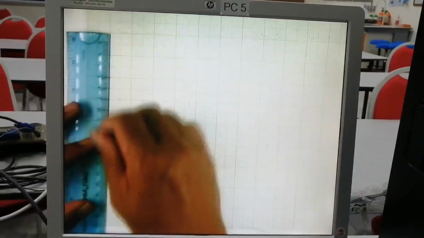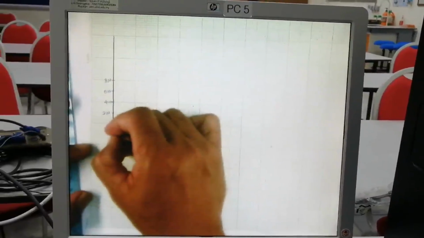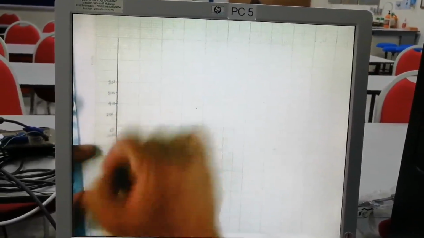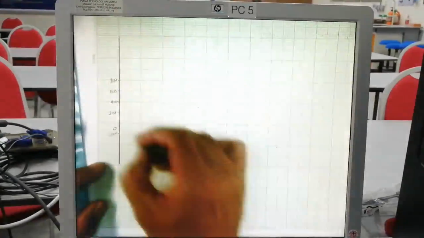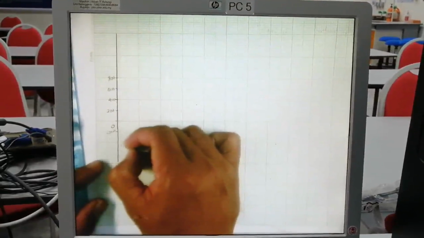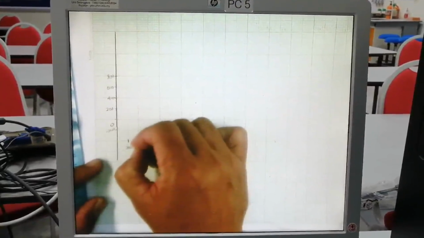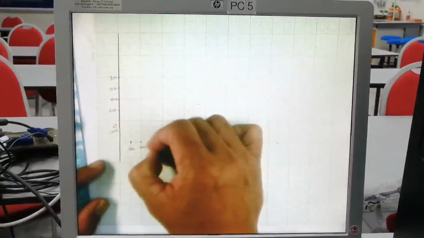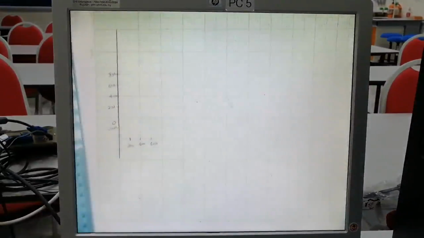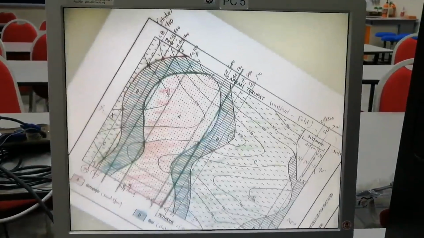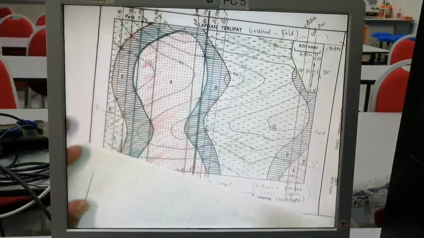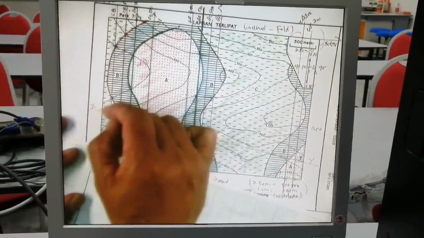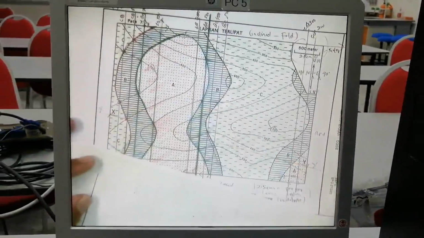It can be negative, yeah? So negative 200. Okay, this is your scale, it must be to scale. It's similar to here: 200, 400, 600, and go on. So this is your map. You have to draw your cross section between X and Y here.